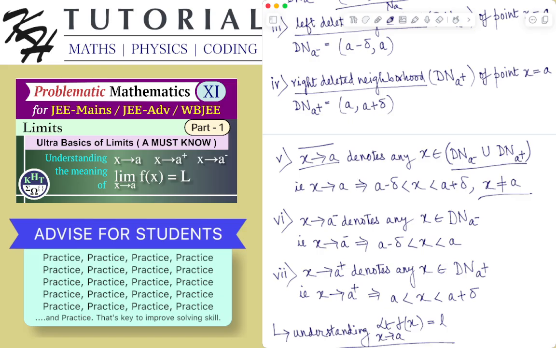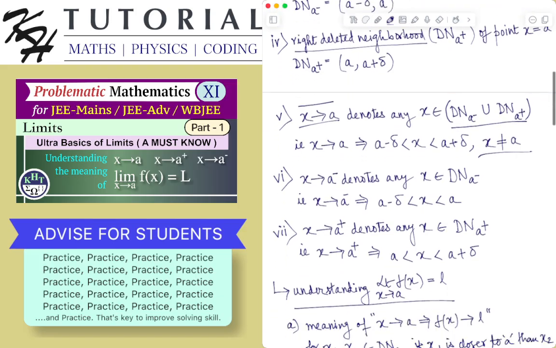So here also x tending to a minus does not mean a specific value of x. No, it means a lot of, I mean, you can say an infinite number of values of x. There are infinite values of x that will satisfy that x is tending to a minus, and what is that infinite set of values? Those values are nothing but the set Dna minus, that is the left deleted neighborhood of a. Basically, any value of x which is greater than a minus delta and less than a, for any such value of x I can say that x is tending to a minus.